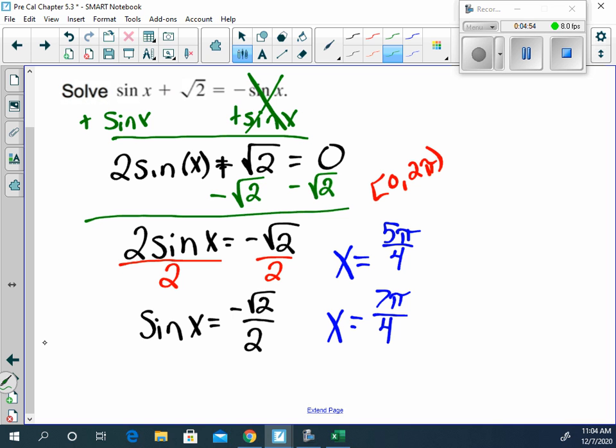But if they did not restrict it, we would have to add 2 pi in, because again, this is repeating every 2 pi. These numbers would repeat every 2 pi. So we need 2 pi in if it doesn't restrict the interval on which the values can appear.